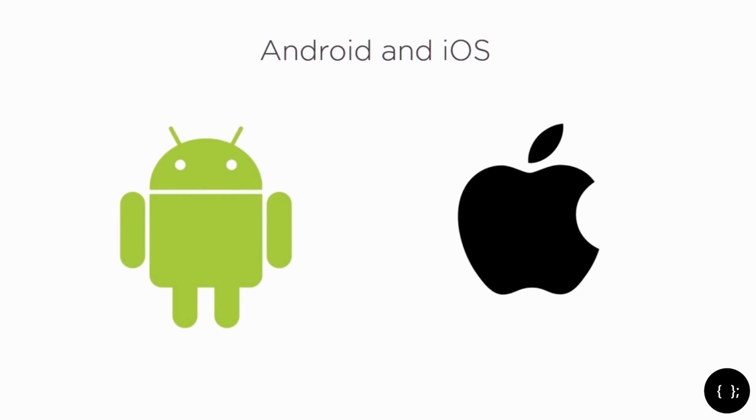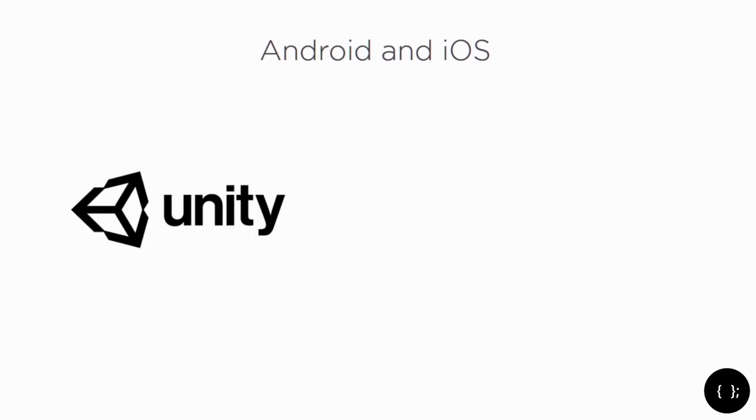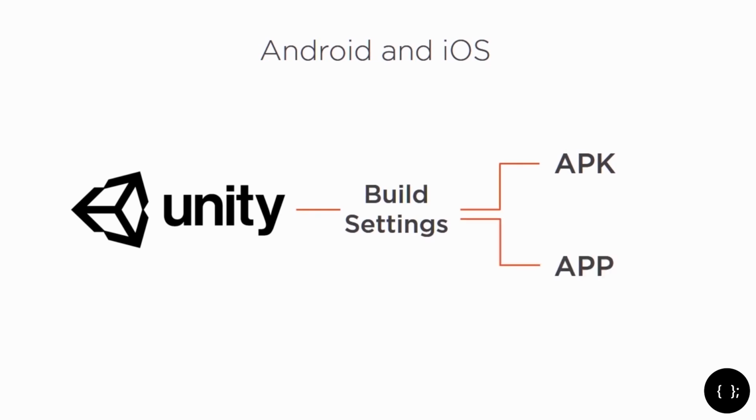The differences between Android and iOS are minimal from the point of view of the development in Unity. The issues arise when it comes to output. In Android you produce an APK, which stands for Android Package. In iOS you produce an app, which stands for Application. Both the APK and the app are made from the same Unity project, just with different build settings.